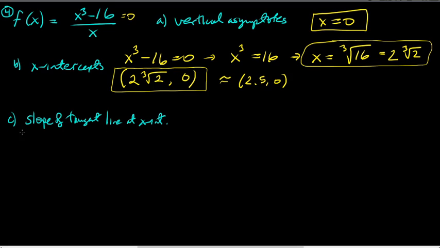Okay, so part C, slope of the tangent line at the x-intercept. So at x equals the cube root of 16, any way you want to write it is fine.